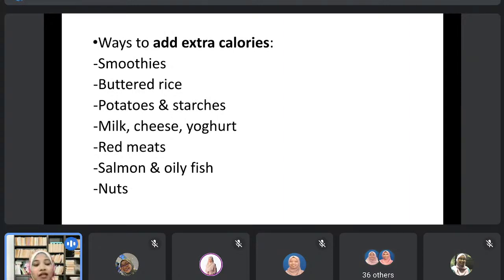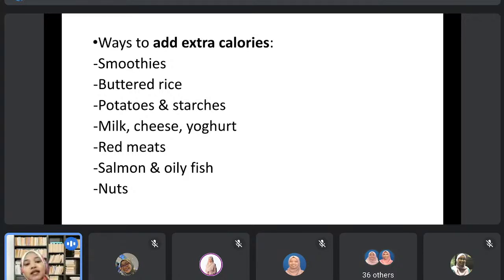And then add in milk, cheese and yogurt into the diet. Contohnya nak buat masak for Indian, dia punya kari dia tak ada santan, tapi kita ni nak providekan extra calories. So you can add in yogurt into the curry. So at the end of the day, dia akan dapat extra calories. And there red meats, salmon and any other oily fish and also nuts into the diet.